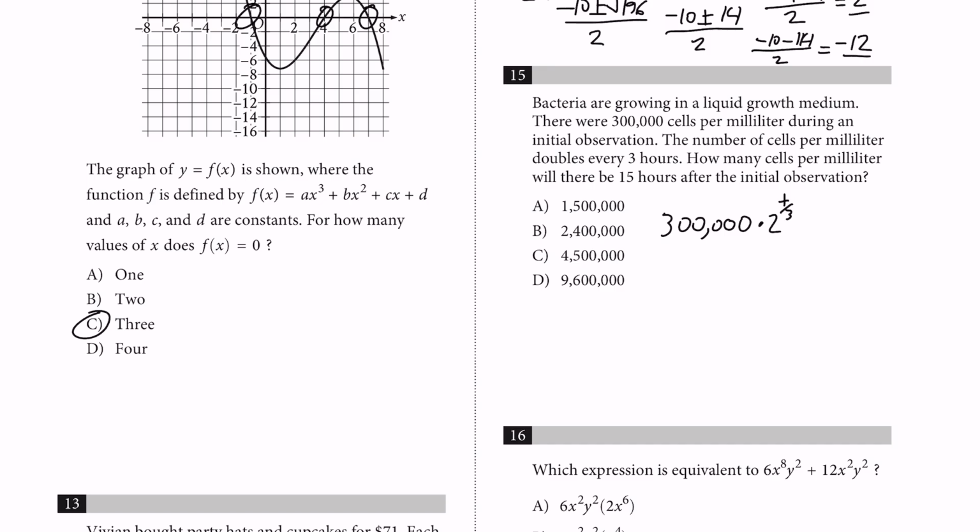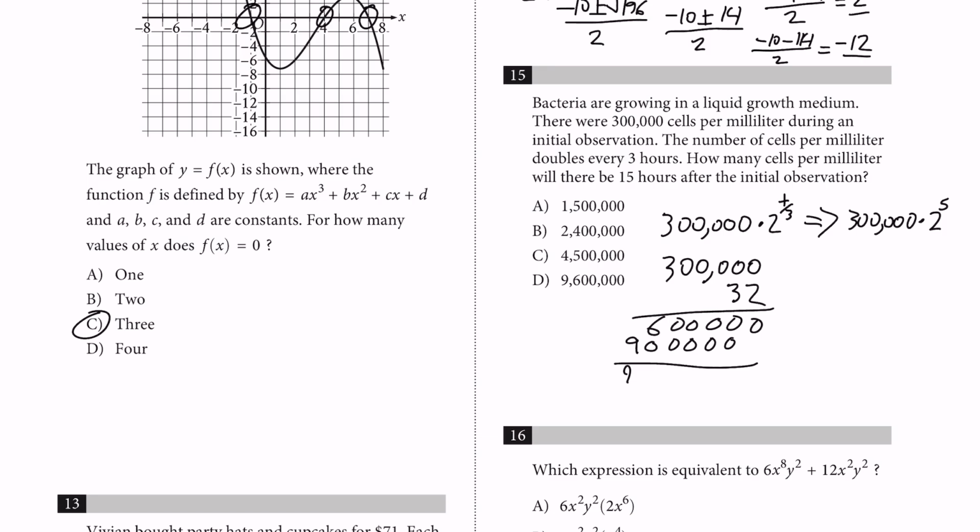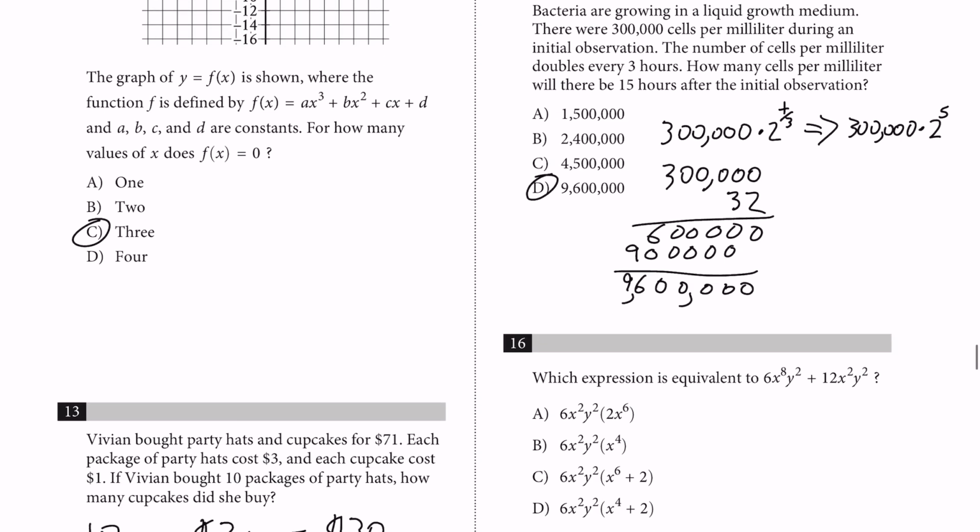And then we're just going to plug in, it's asking for 15 hours, so we're going to plug in 15. 300,000 times 2 to the 15 over 3 is 5. And 2 to the 5th power is 32. So now we're just going to take 300,000 multiply by 32. Nine, 6, 0, 0, 0, 0, 0. And we get 9.6 million is our answer for question 15.